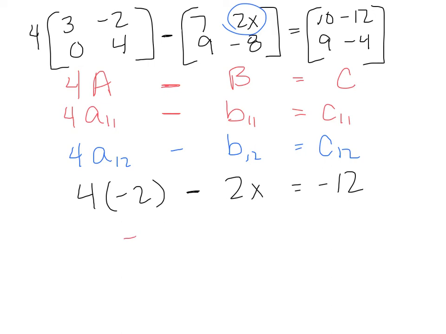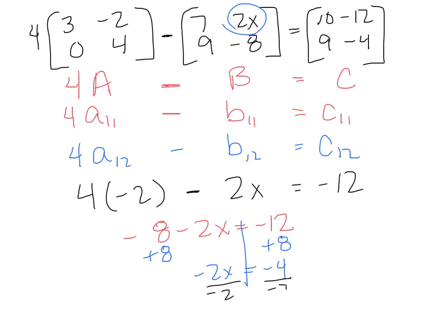We're going to end up with negative 8 minus 2x is equal to negative 12. Now we just need to solve, so I'm going to add 8 to both sides. So we get negative 2x equals negative 4. Divide both sides by negative 2. We get x equals 2. So that means if we were to plug that number in and actually do that calculation, we would end up with equivalent across the board.